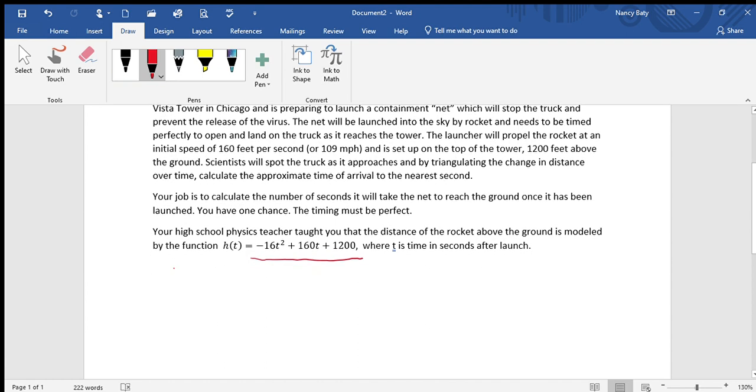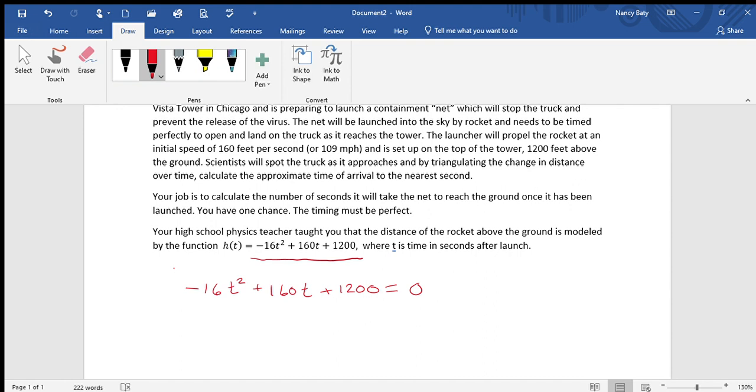So if we're trying to figure out when this thing is a distance of 0 feet from the ground, that means we're trying to figure out when negative 16t squared plus 160t plus 1200, which represents the height of the rocket from the ground, is equal to 0. This is called solving a quadratic equation.